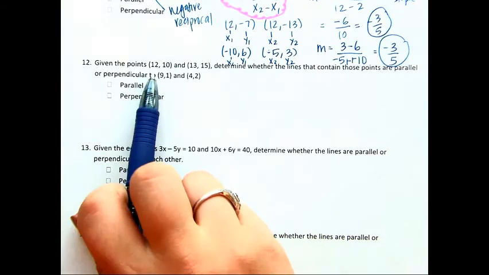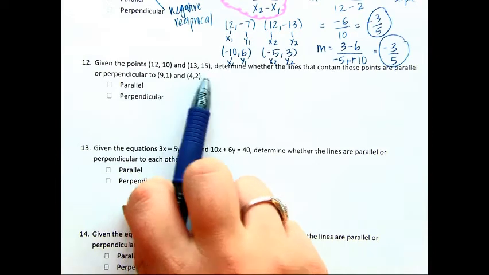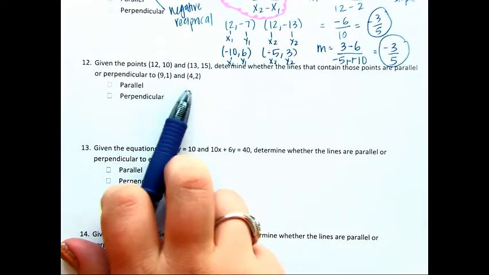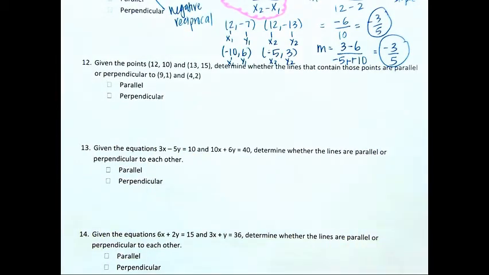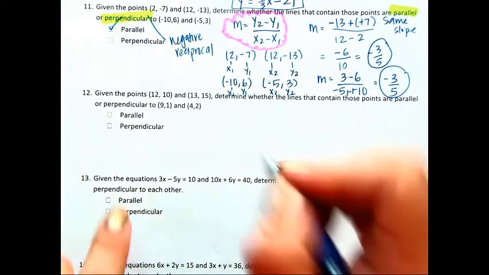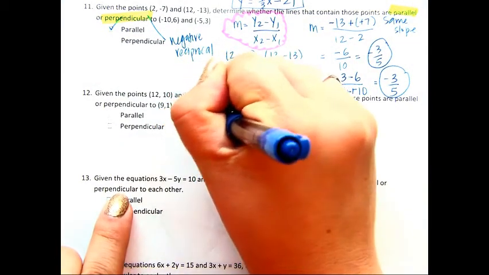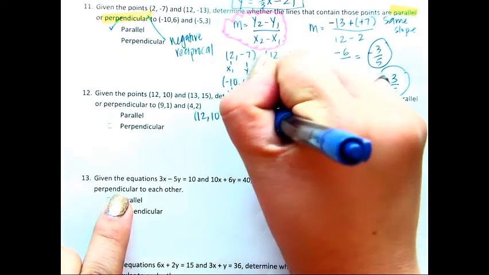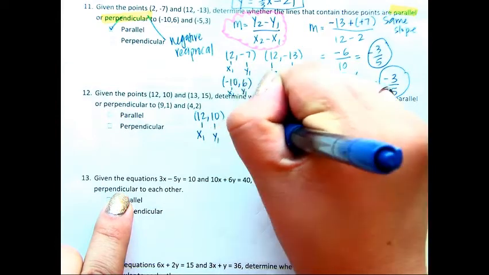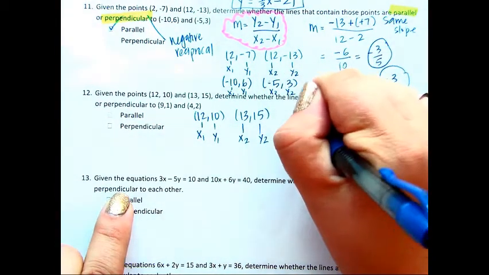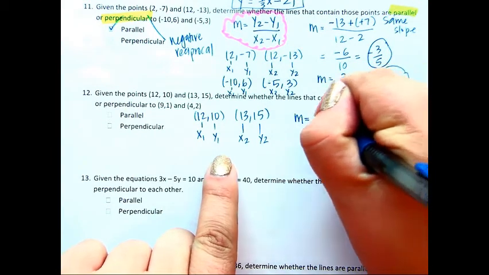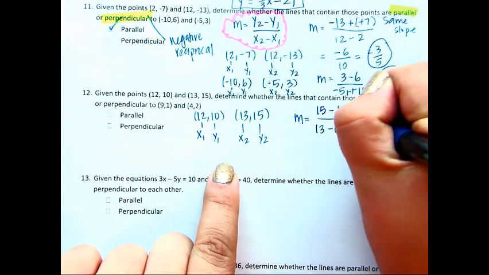Okay, so given the points 12, 10, and 13, 15, determine whether the lines that contain those points are parallel or perpendicular to 9, 1, and 4, 2. So we're going to do the same thing here. We're using this equation here to find what our slope is. So let me just label 12, 10, and 13, 15. We're going to label this x1, y1, x2, y2, and we're going to plug in to see what the slope would be. So 15 minus 10 divided by 13 minus 12.